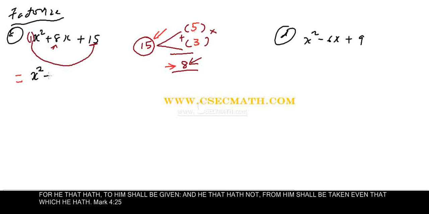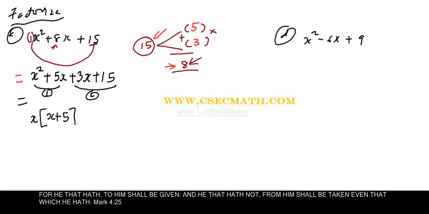Foremost, I retain the quantity x squared, followed by 5 with the coefficient as x, and then 3 with the coefficient of x. Of course, the constant term 15 is retained. Now this is my group 1, this is my group 2. From group 1, I would be choosing x as my factor, and that would leave me with x positive 5, followed by this positive sign, and then among group 2, I would be picking out 3 as my factor, and that would leave me with x positive 5.